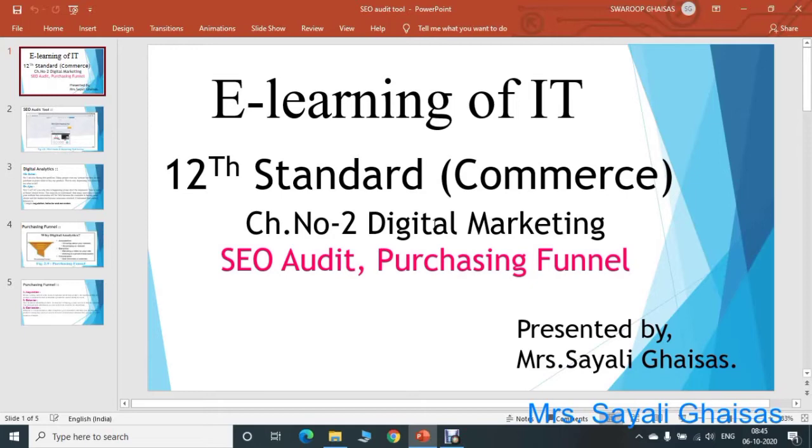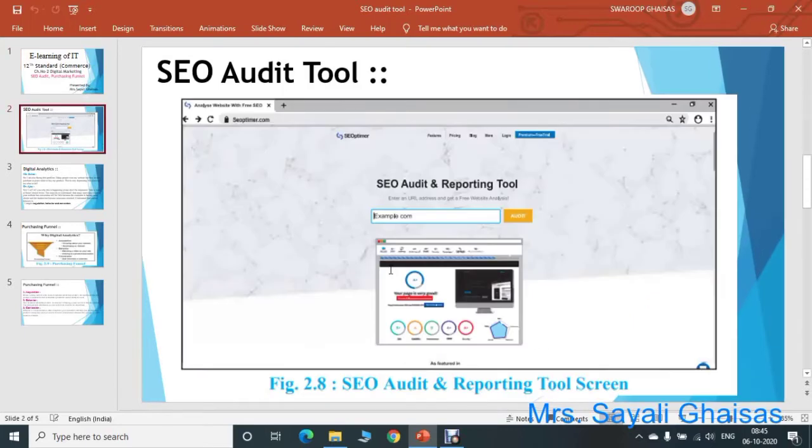In the last lecture, we discussed different ways to optimize a web page. So now we know well how to improve our website. But to identify some drawbacks in our website, there is a necessity of an SEO audit. Also, in this lecture we are going to discuss a purchasing funnel. So let us first discuss SEO audit.